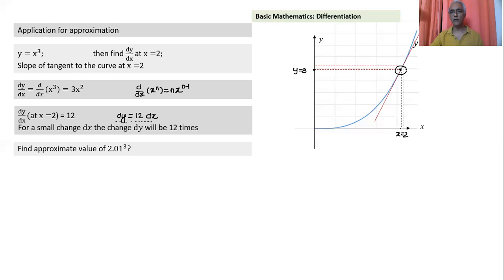Now let's see its application. We can use this 12 times relation to find the approximate value of 2.01 cube.